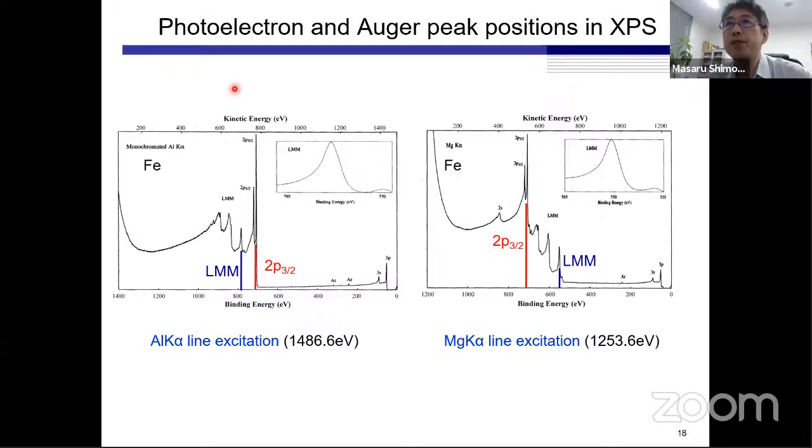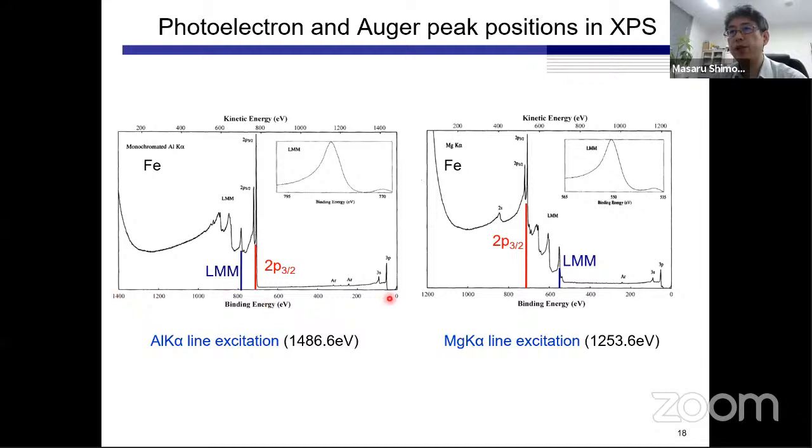Then let me move on to some application part of XPS. These are the XPS spectra. One is excited by aluminium K alpha, and the other one is magnesium K alpha. As I told you, by using a different type of excitation source, the kinetic energy of the Auger electron is constant, but the photoelectron is changed.